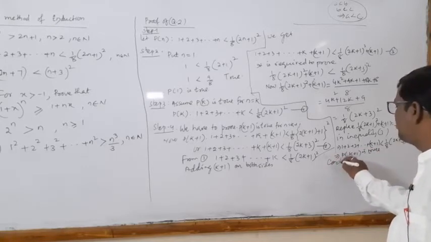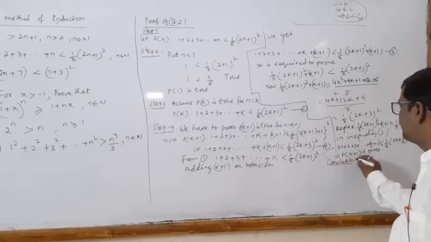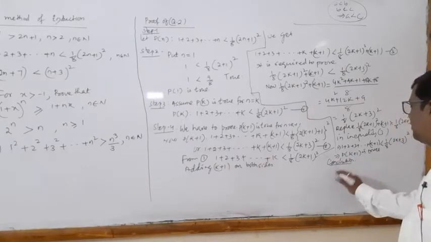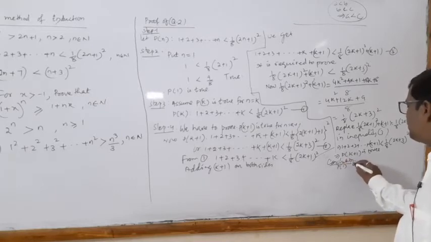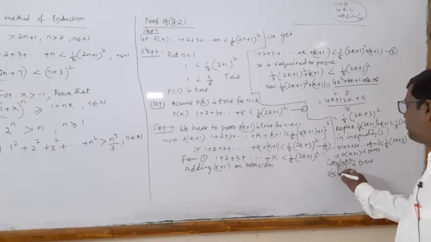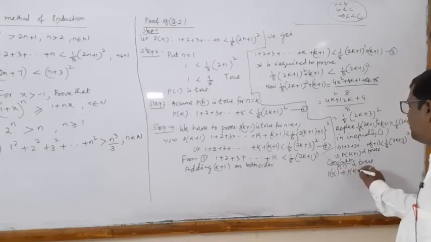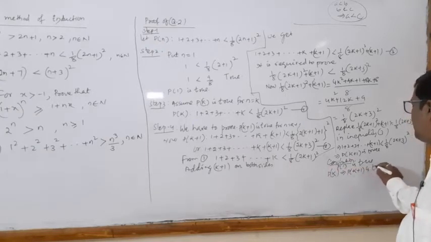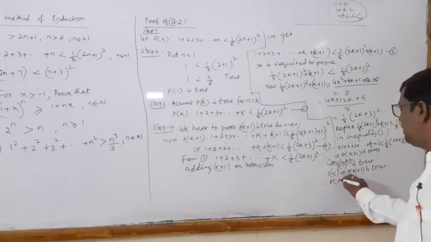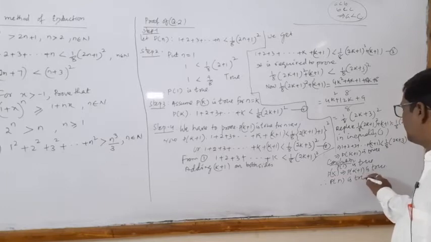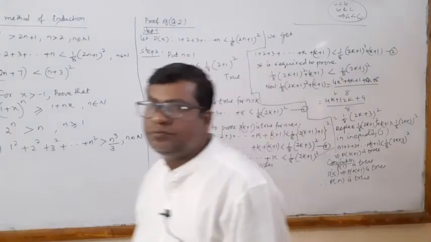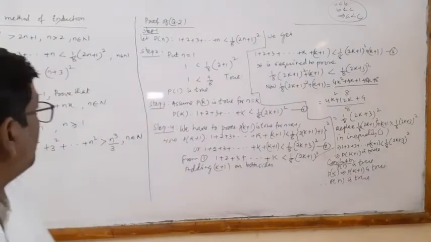What is the conclusion here? P of 1 is true. P of k implies P of k plus 1 is true. Therefore, P of n is true. This is the proof of question number 2. Now question number 3.